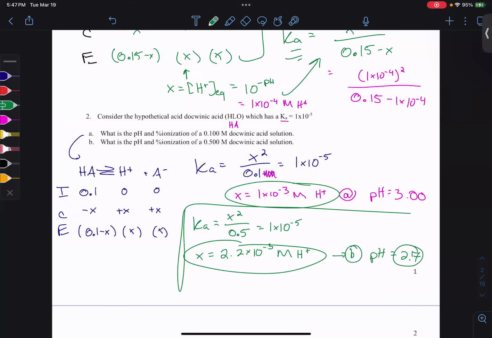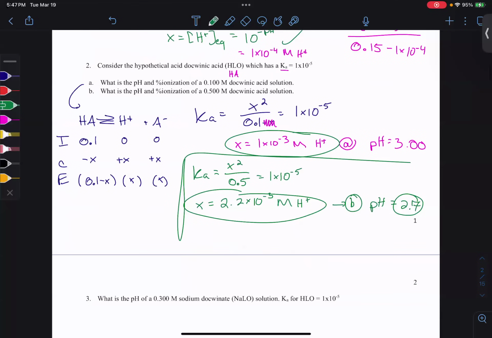So I got the pHs. So now the follow-up question is, okay, what about the percent ionizations? Right, so percent ionization is one of the equations we give you on the supplemental information. So percent ionization is H plus concentration at equilibrium over the initial concentration of the acid, times 100 to make it a percent.